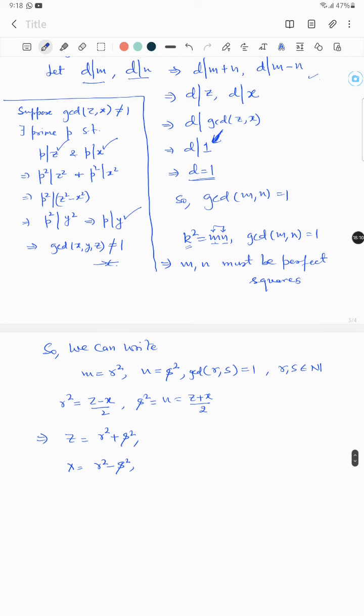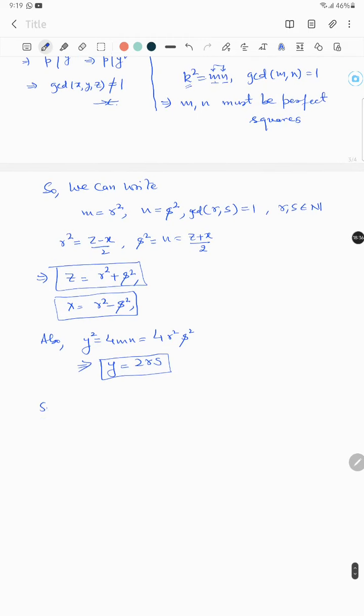We proved that Y square is equal to 4MN. M is nothing but R square, N is nothing but S square. So this is Y equal to 2 times RS.